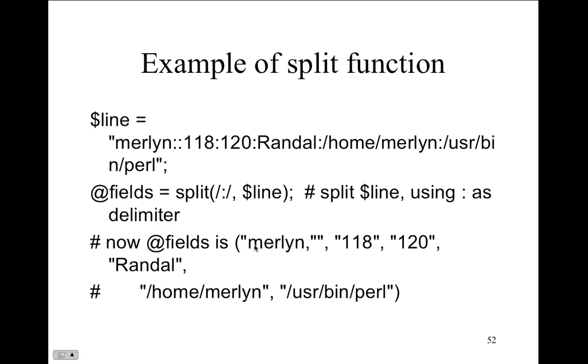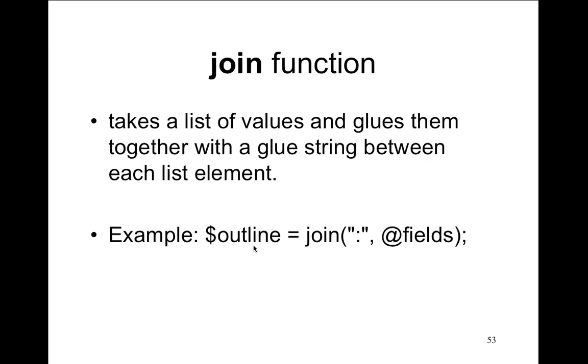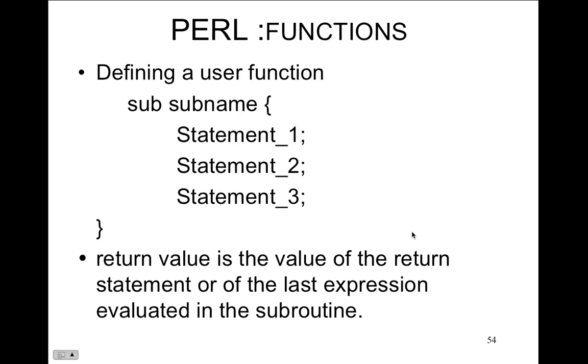So going back to the reason why we're using Perl, it's an extraction, a reporting language. So we can take search results, extract out information. It's used for a lot of web processing, a lot of list processing of web information. Join takes a list of values and glues them together with a glue string between each one of the elements. So we have the outline, which is equal to join this one with all of those fields, which is going to essentially do the opposite of a split. Join instead of splitting.